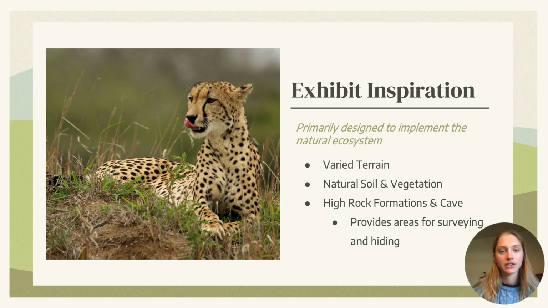So before we really dive into the exhibit design proposal, I wanted to mention some of the inspirations that took place in the designing. So primarily we wanted to implement the natural features of the ecosystem in which cheetahs are found. So you have some varied terrain. Mostly they're going to be living in plains, so you're not going to have a ton of crazy terrain like mountains or anything, but you want to have a little bit of texture in there so that the animal isn't just on a plain pit. You also have some natural soil and vegetation, so we're going to have a lot of grassy areas. There's going to be some longer areas and trees and shrubs, and that's going to allow that cheetah to feel right at home.